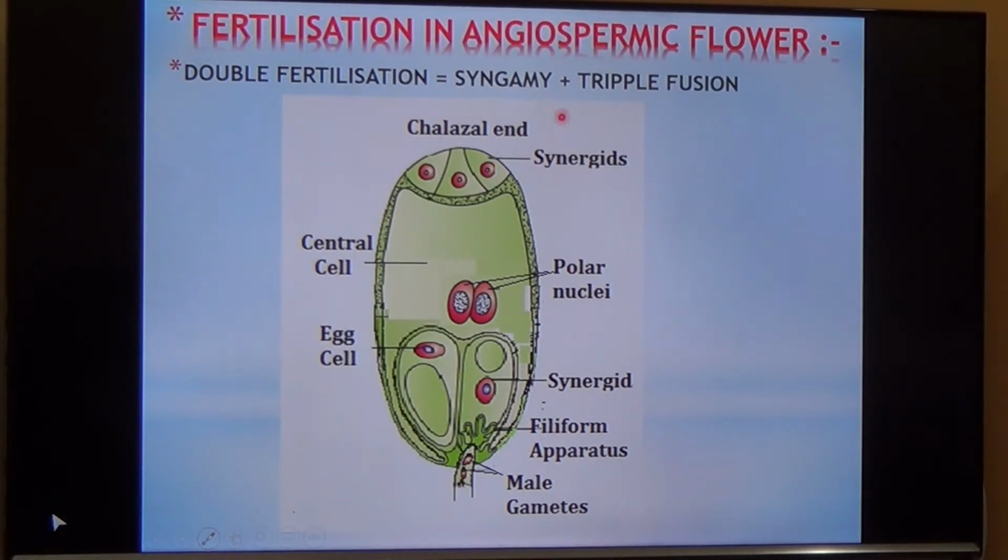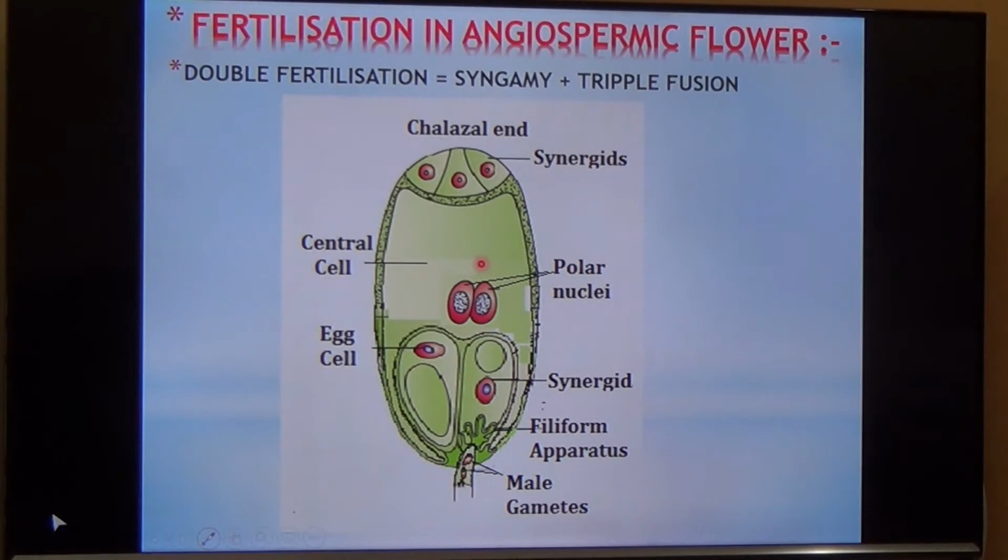Now what is syngamy? Syngamy means fusion of the one male gamete, that is the first male gamete, with the egg cell to produce a diploid zygote. This is called syngamy. And what will happen to the second male nucleus? As I said earlier, the second male gamete will reach inside the central cell, and it will fuse with the two polar nuclei to form a triploid primary endosperm nucleus.